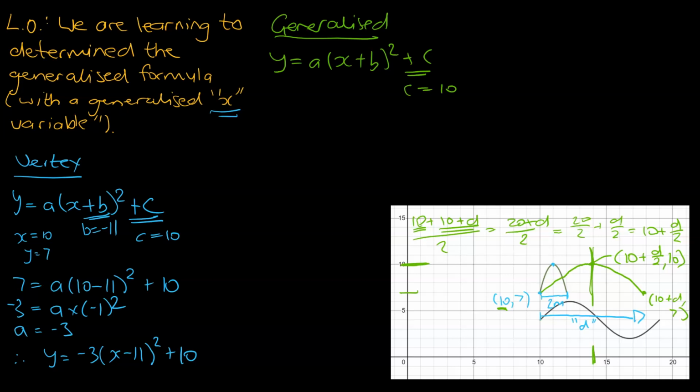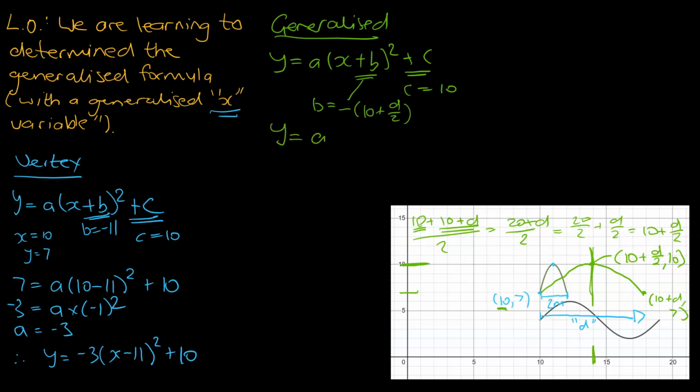B, how much has it been moved left or right? This is the one that's conceptually a bit more difficult, but b is going to be equal to negative (10 plus d divided by 2). So it's the opposite, or the negative value, of that coordinate. And what we can do is put that together to form the first part of our generalized formula.